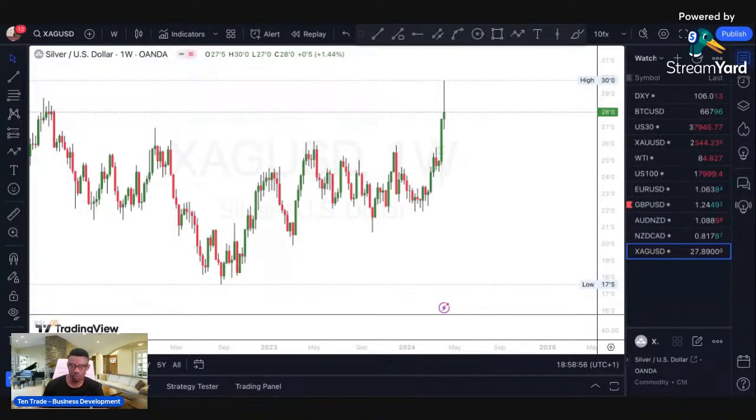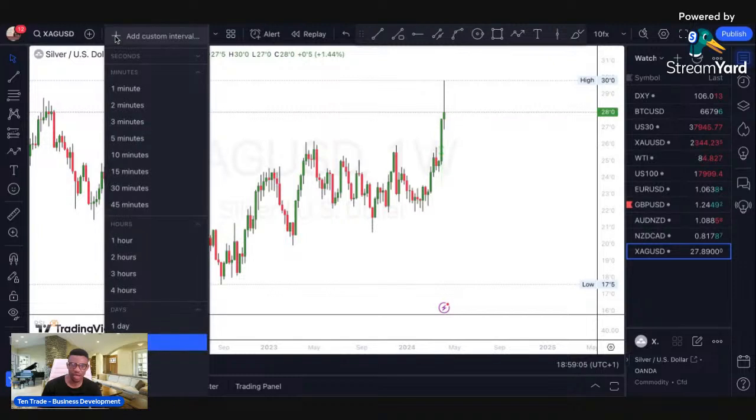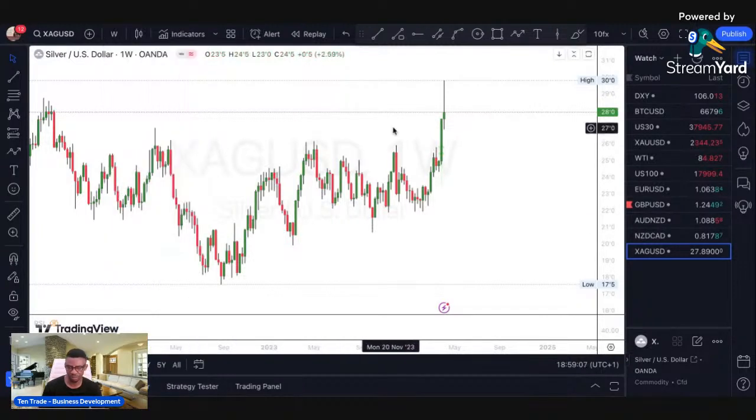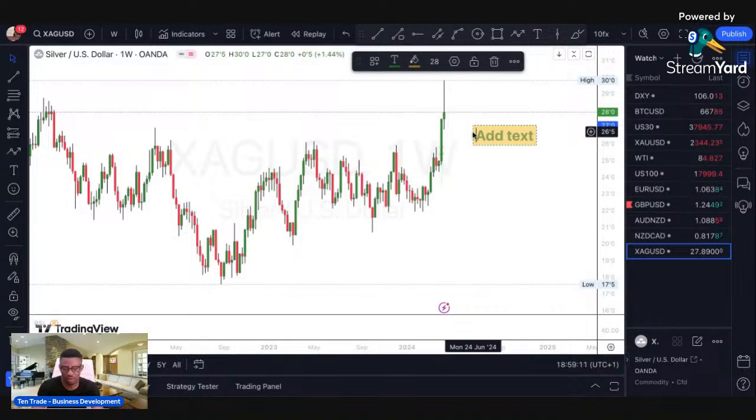We are going to be starting with gold. No, silver. Let's start with silver. And here we are on the weekly time frame. Let's set the ground rule for this analysis. Step one.